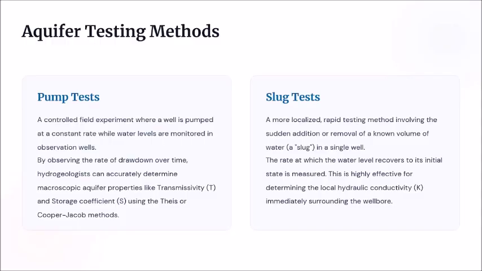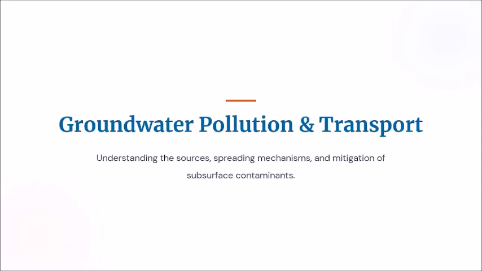Another method is the slug test. This is a rapid, localized test where a known volume of water, a slug, is suddenly added to or removed from a single well. The rate at which the water level recovers tells us the local hydraulic conductivity directly surrounding the well screen. Next slide.